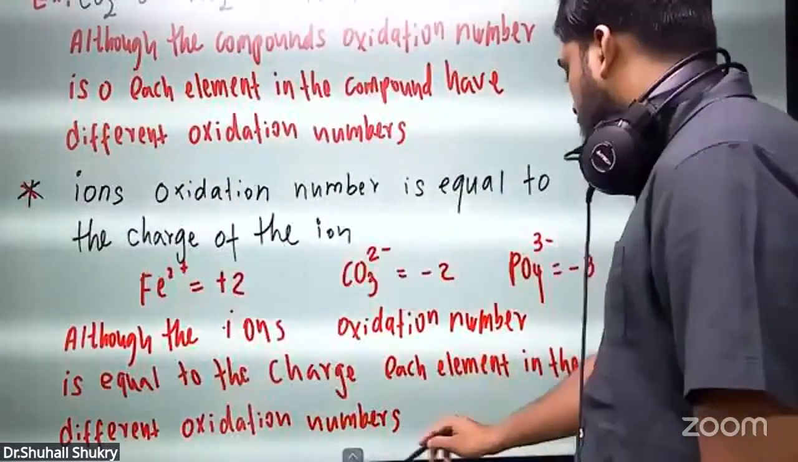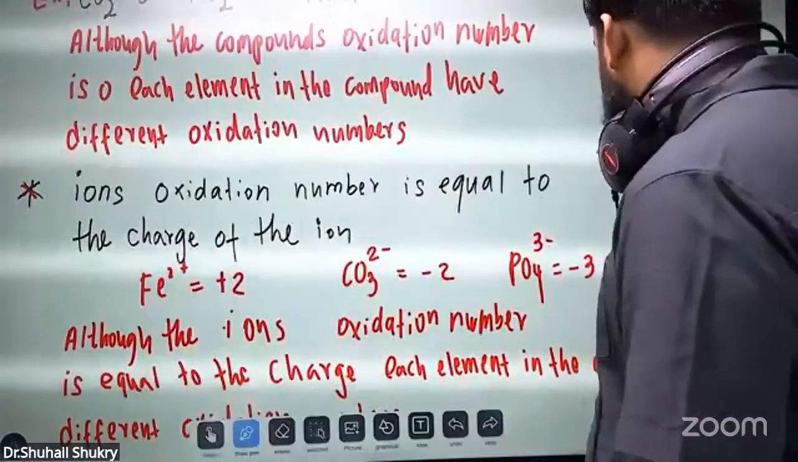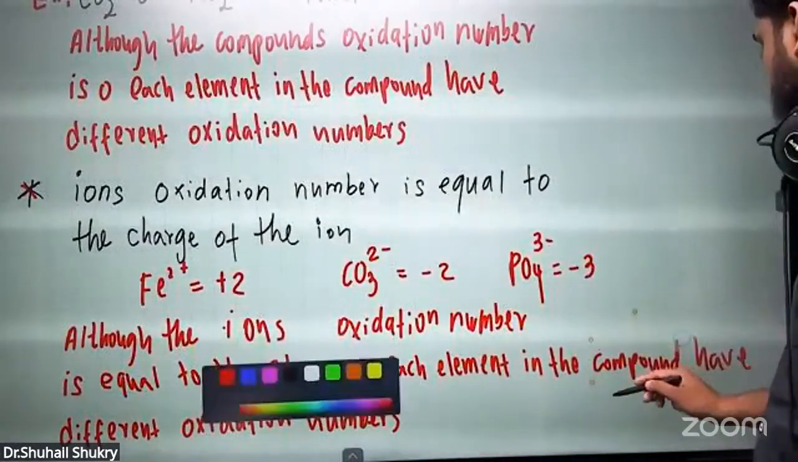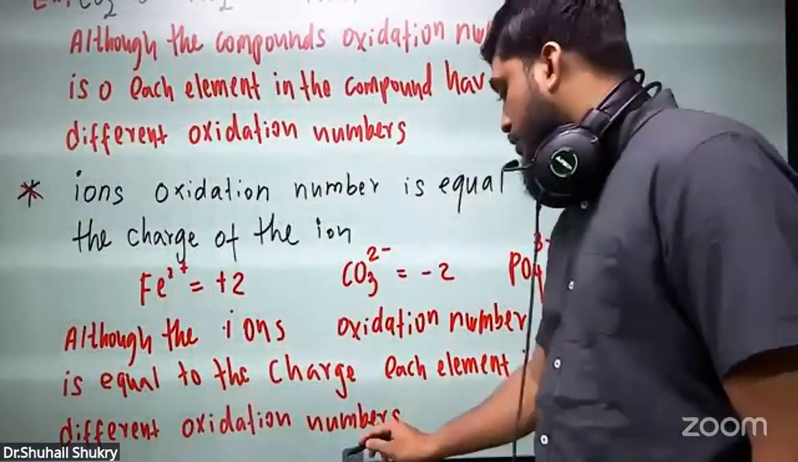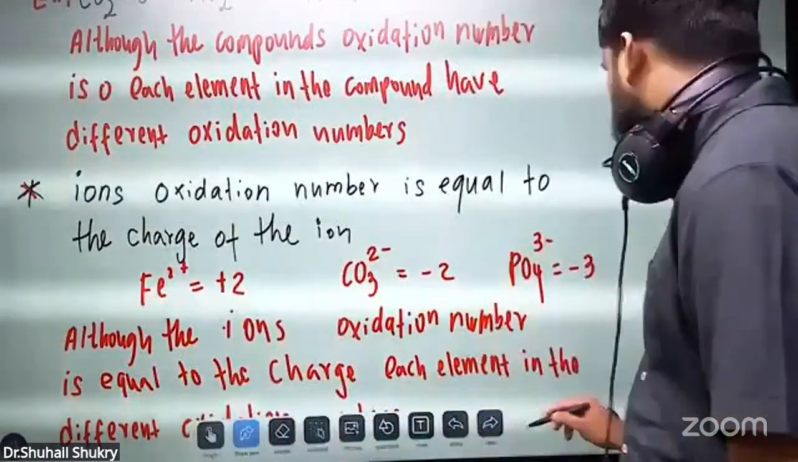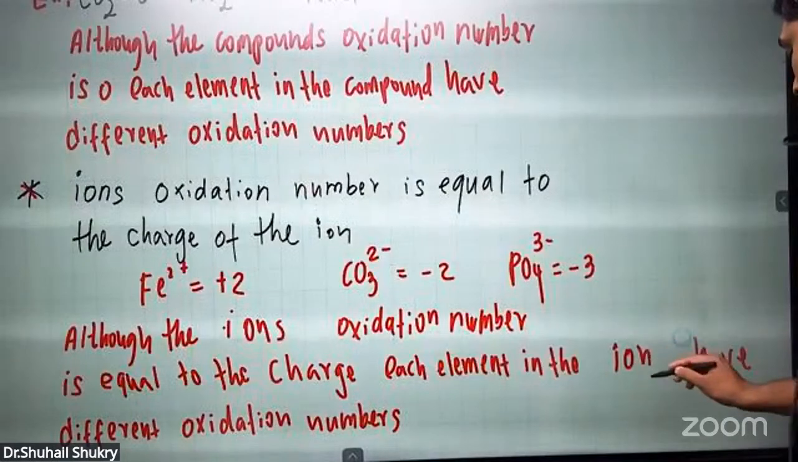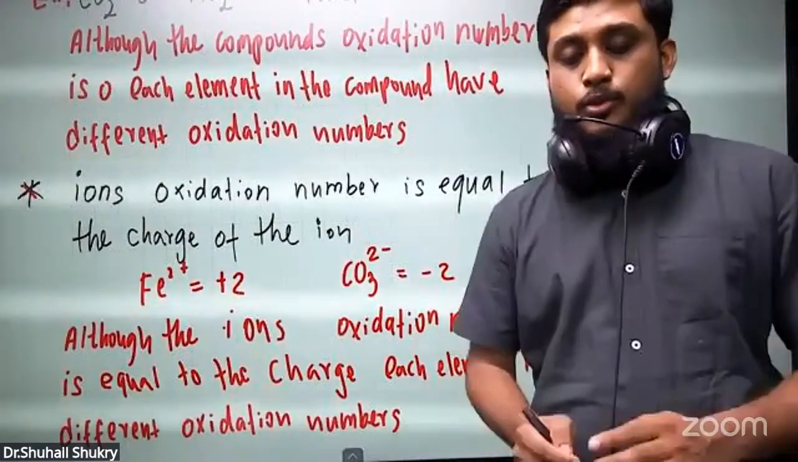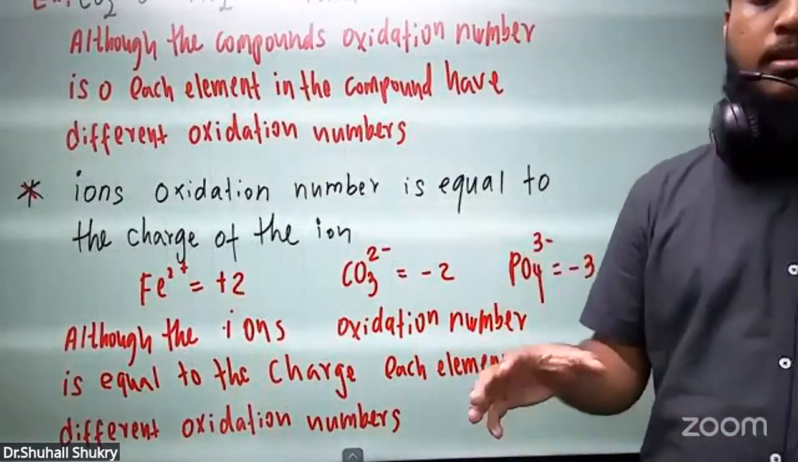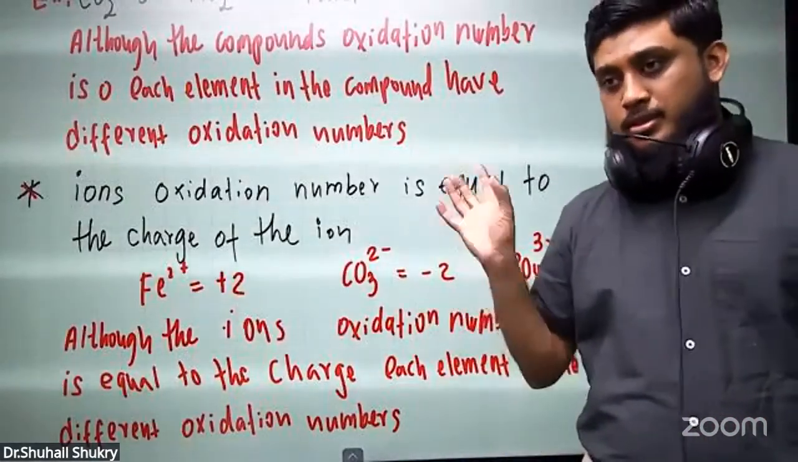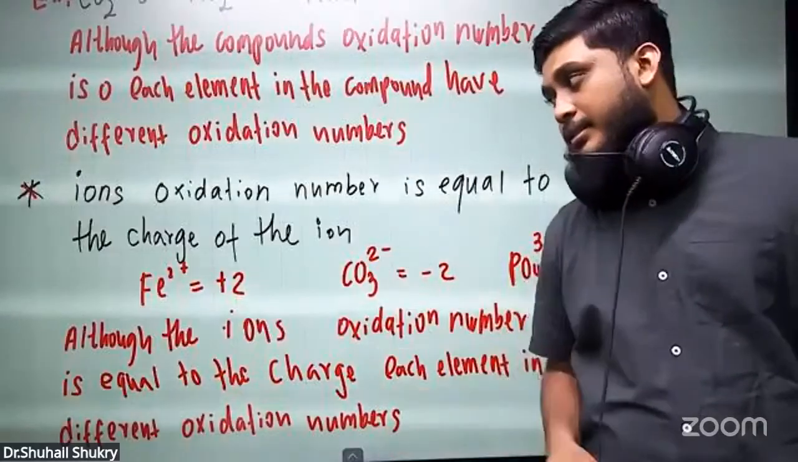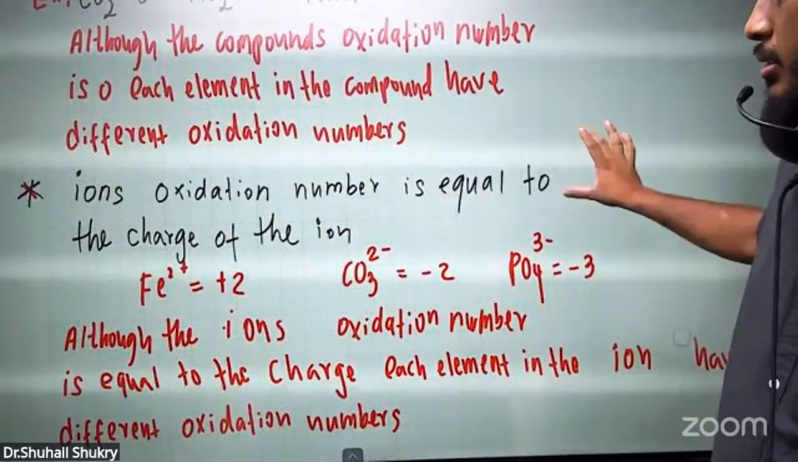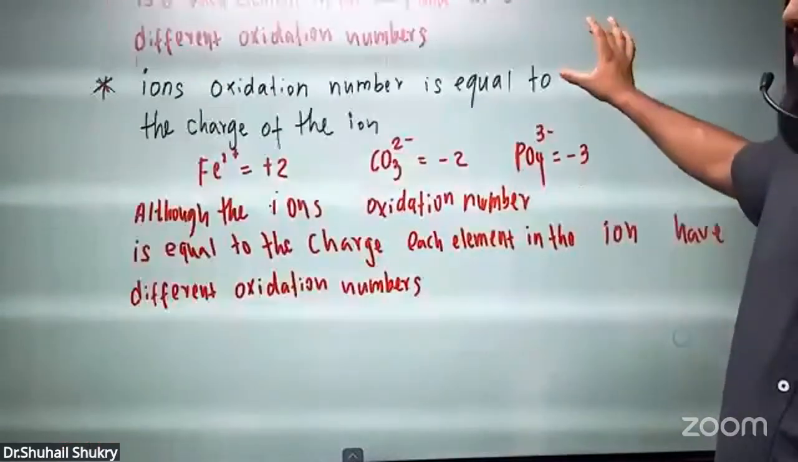Each element in the ion has different oxidation numbers. So you have to remember this. When I'm telling these things, sometimes you won't be very familiar with them, but when I'm doing the questions, you will understand that, right? So these are the things we have to know.